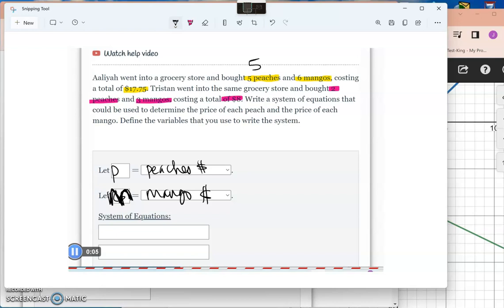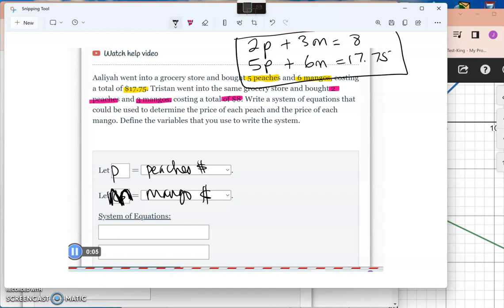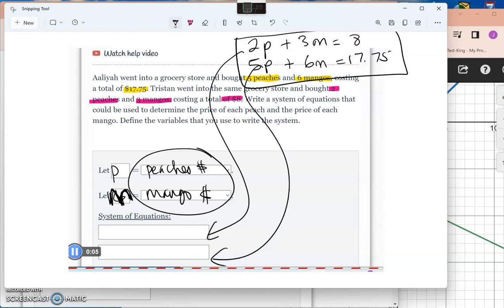So this is 5, and then what's this? P plus 6, which is M, equals 1775. Then you set up the next one, 2 peaches, so that's going to be 2P plus 3 mangoes, 3M, equals $8. All right, so you can see 6 numbers is by far the easiest. You just read the sentence and write it down. And of course, if you were told to solve this, you would put this in the calculator and the intersection would be the solution. All right, so you put those over here. And just a note, it is the price, not number, when it's 6 numbers.